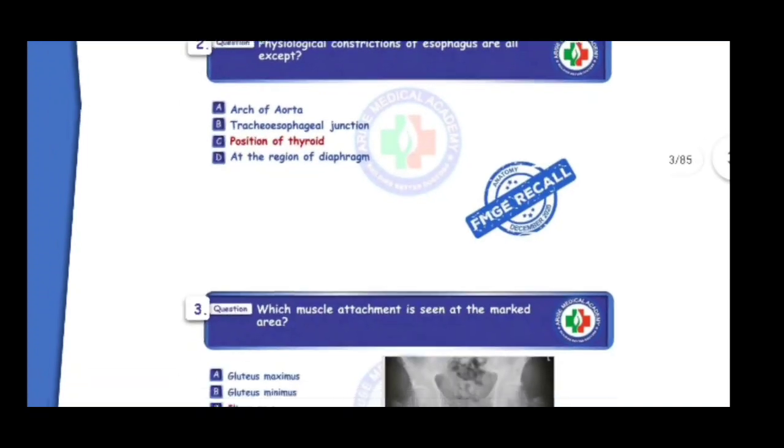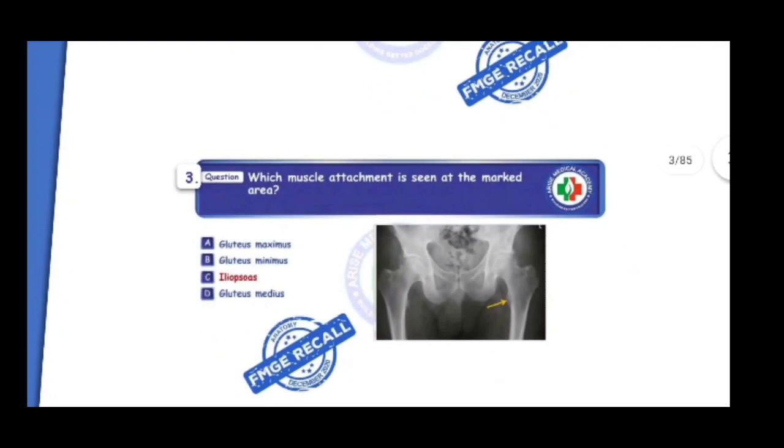Next question is physiological constriction of esophagus, all are except. Option A, arch of aorta, B, transesophageal junction, C, position of thyroid, at the region of the diaphragm. So correct answer is position of thyroid. Next question is which muscle attachment is seen at the marked area? So you can see here, this is the correct answer, iliopsoas.